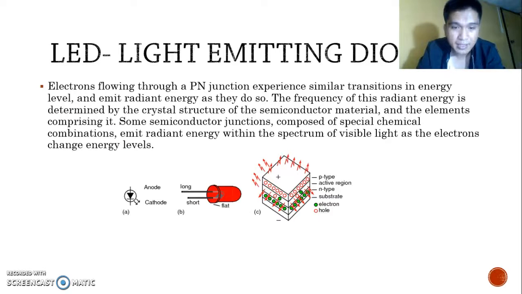So next is the light emitting diode. So we all know the LED, the abbreviation. Electrons flowing through a PN junction experience similar transitions in energy level and emit radiant energy as they do so. The frequency of this radiant energy is determined by the crystal structure of the semiconductor material and the elements comprising it. Some semiconductor junctions, composed of special chemical combinations, emit radiant energy within the spectrum of visible light as the electrons change energy levels. So this is the schematic symbol for the light emitting diode.